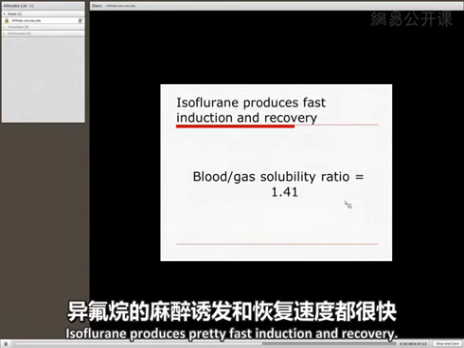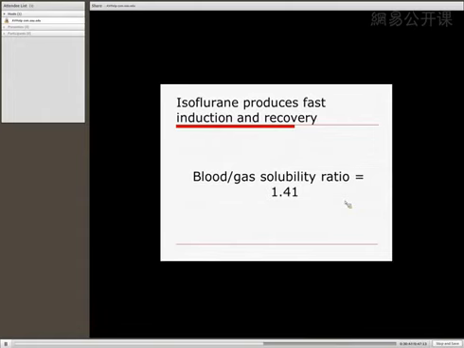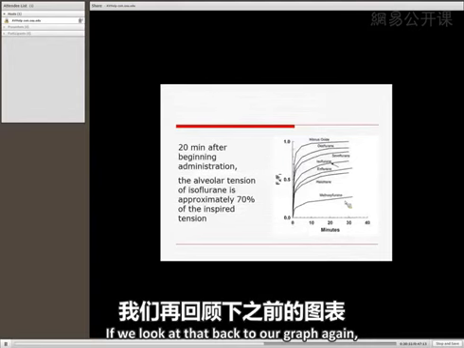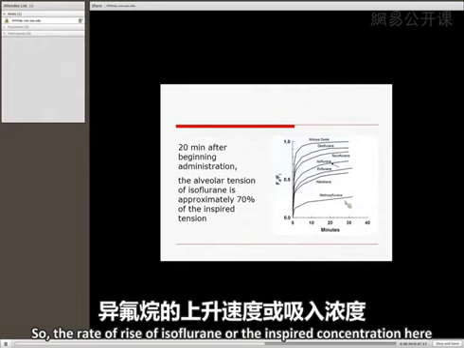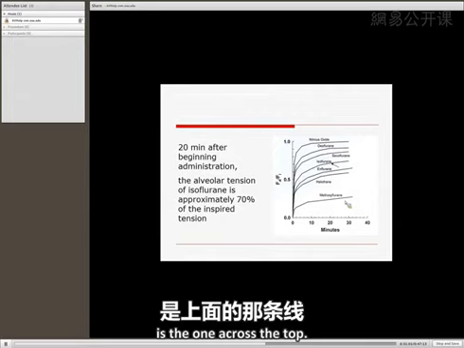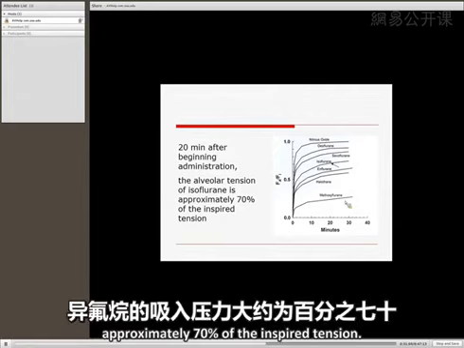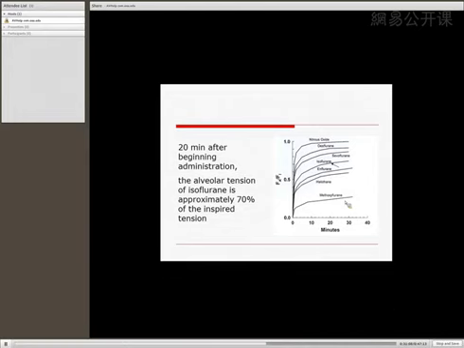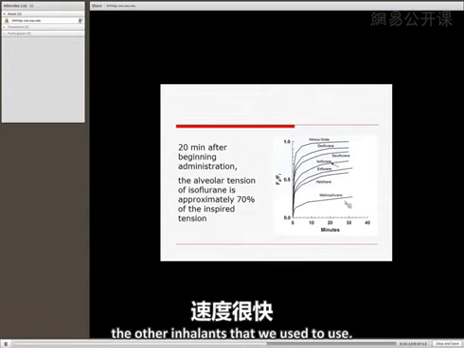Isoflurane produces pretty fast induction and recovery. Its blood gas solubility ratio is 1.41. If we look back at our graph again, the arrow points to isoflurane. So the rate of rise of isoflurane toward the inspired concentration, here at 1 across the top: if you're at 20 minutes with isoflurane, you're at approximately 70% of the inspired tension. So that's pretty rapid compared to the other inhalants that we used to use.